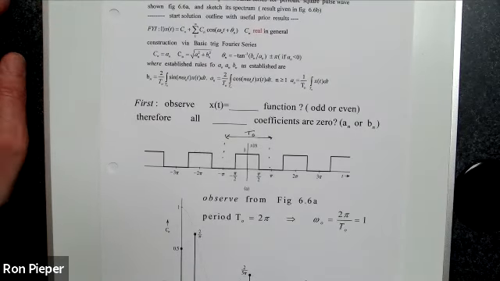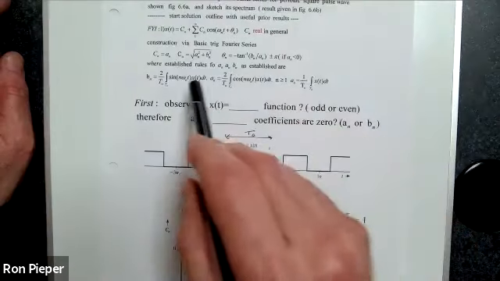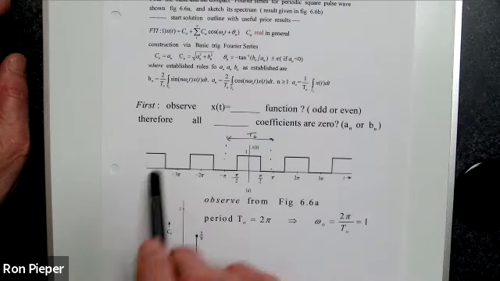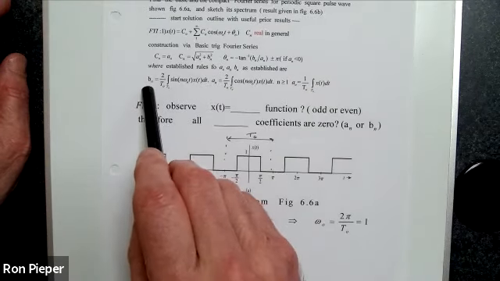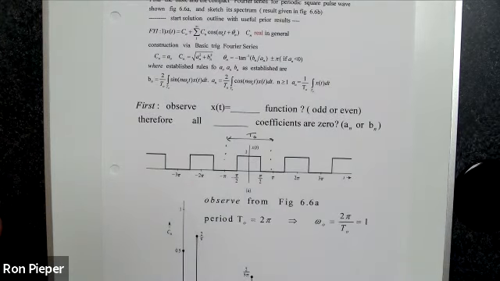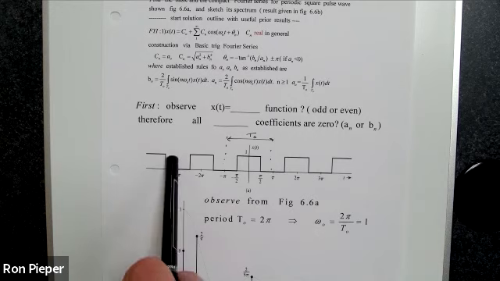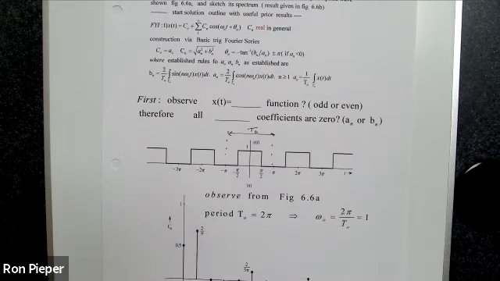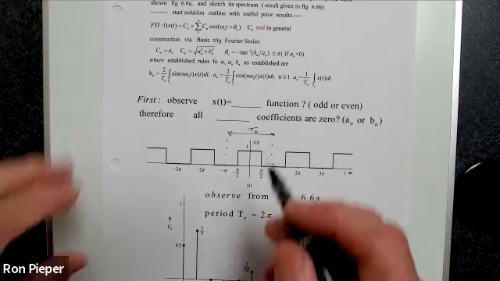Okay, so to get the ball rolling, along the top we see formulas repeated from the table for the BN coefficients, the AN coefficients, and the average value coefficient, DC. Now the question is, if we look at this function right here, to cut our work in half, what about that function? Is it odd or even? Even, correct.